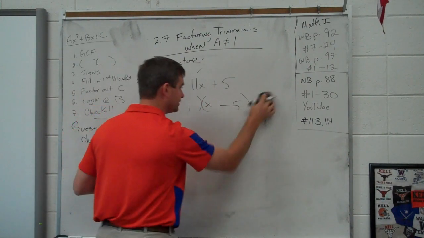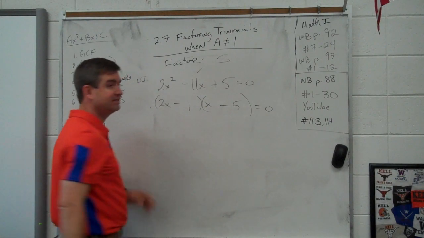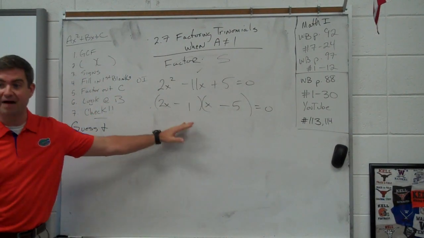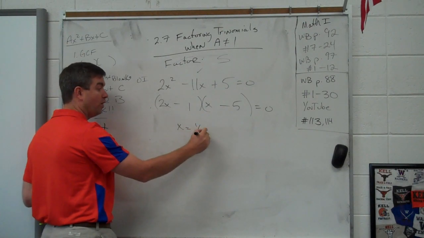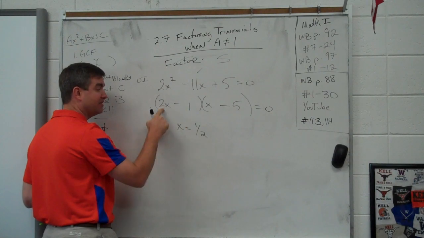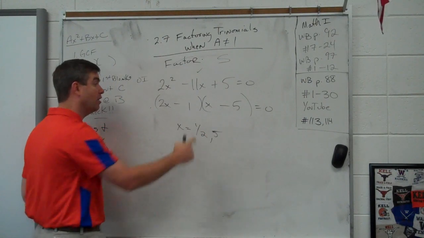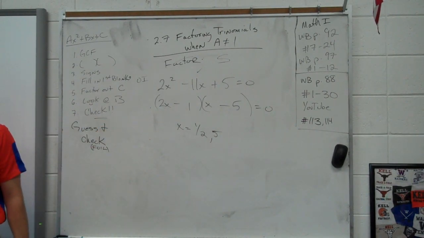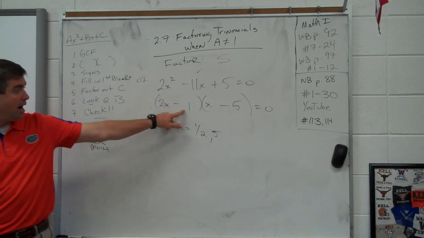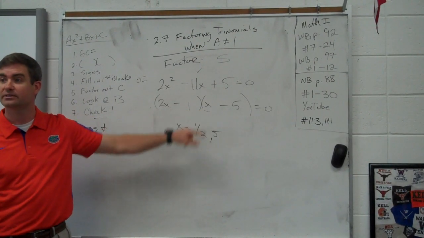Let me get another example out of this problem. What if instead of the directions saying factor, it said solve? And it was equal to 0, and you factored it to this point. What would your two answers be? One half, right? The opposite of that value divided by that value. What would the answer be here? Positive 5. Exactly right. One half and positive 5. Any questions? Anybody not see how I got one half and 5? Raise your hand. It's the opposite divided by the other value.